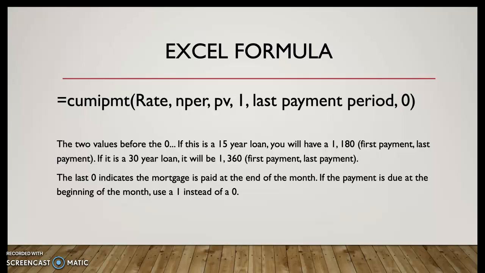The 0 at the end indicates that the mortgage is paid at the end of the month. If the payment is due at the beginning of the month, you would use a 1 there instead of a 0. The difference is in the amount of interest. If you paid at the beginning, you're going to pay a little bit less interest because you're having 30 days less of a balance. Not a whole lot, but it's going to change slightly.